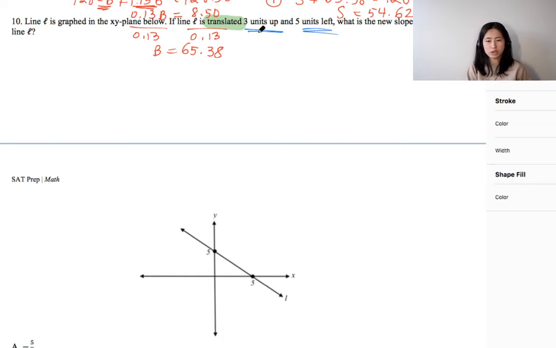So if you have 3 units up, let's say you have your y-intercept here, which is 5. If you're moving this 3 units up, that would be 6, 7, 8. So your point is going to be right here. So that's 8.